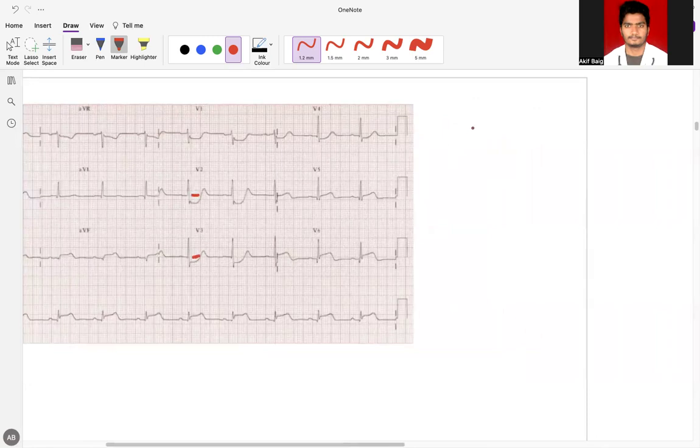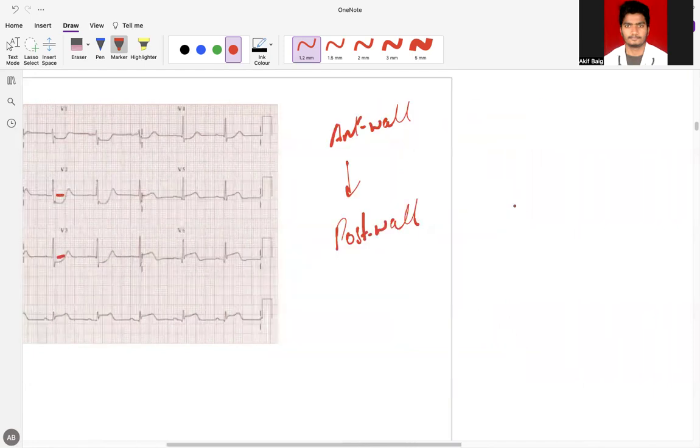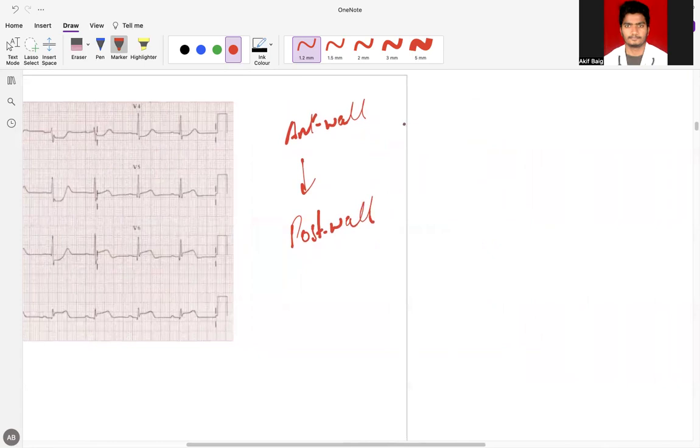That means the reverse changes will be there. So suppose there is ischemia in the anterior wall, reciprocal changes will be seen in the posterior wall. What do you mean by reciprocal change? Suppose in the anterior wall there is ST segment elevation, as you can see here. This is the ST segment elevation.